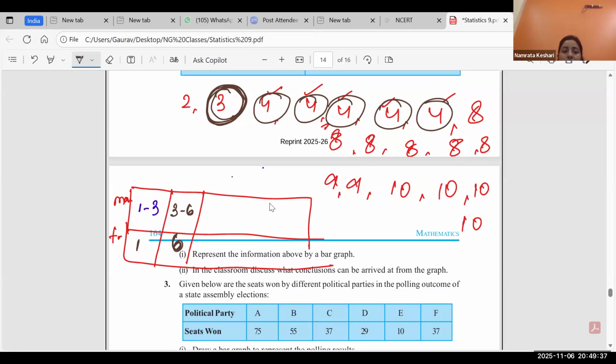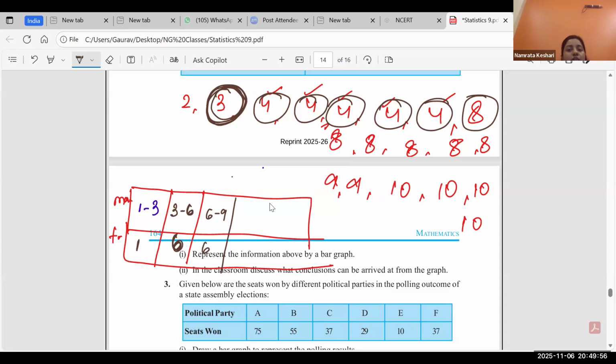Now, in between 6 to 9, how many students are there? In between 6 to 9, I'll take this 8 also, but I'll not take 9, right? Yes, ma'am. Okay, so 1, 2, 3, 4, 5, 6, 6 data.